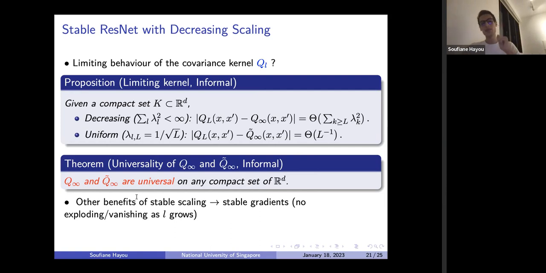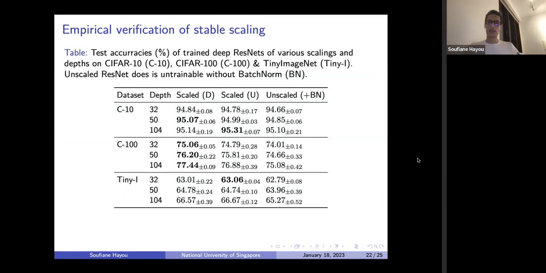Now, another very important result or property of this stable ResNet is that we have stable gradients. So if you use this stable ResNet, you have stable gradients, meaning that the gradients do not explode and do not vanish. So they remain of order Theta(1). So they are very well behaved when you increase the depth. Okay, so this is just to show you the results with this stable scaling as compared to the usual or the standard implementation that doesn't have any scaling.